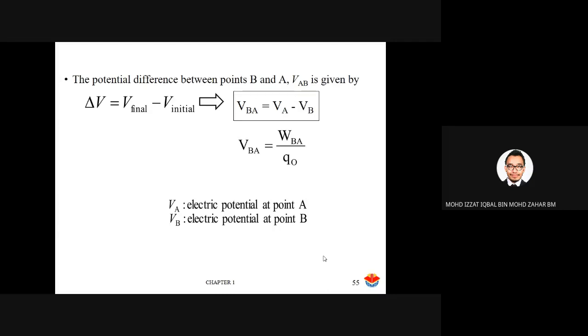So final minus initial. So student dia tengok BA ni dia confuse BA ke AB. Lepas tu dia dah confuse kat sini apa. Konsep dia satu je. Final minus initial. This one you can basically ignore pun tak apa.